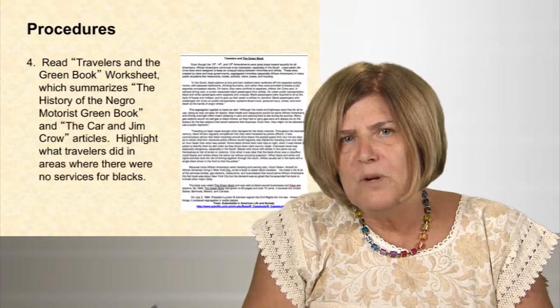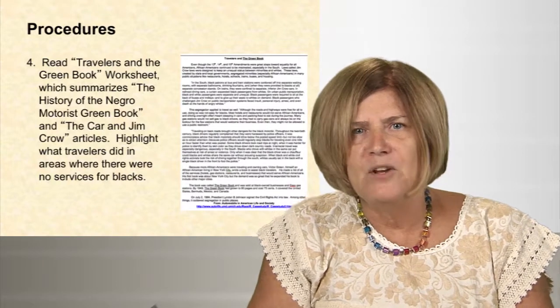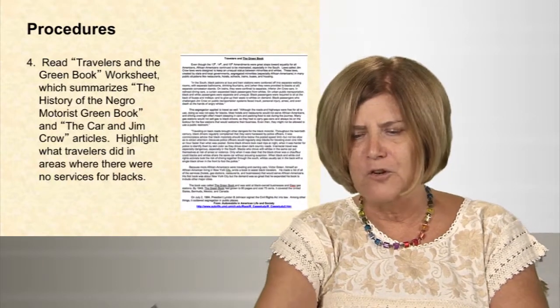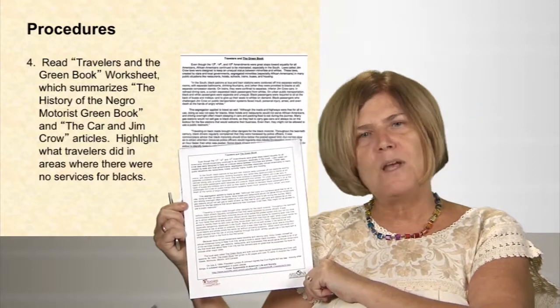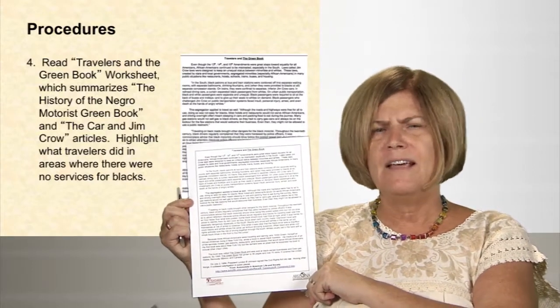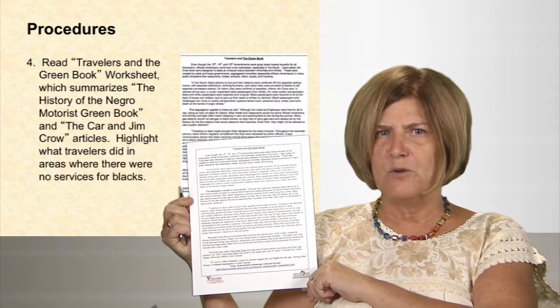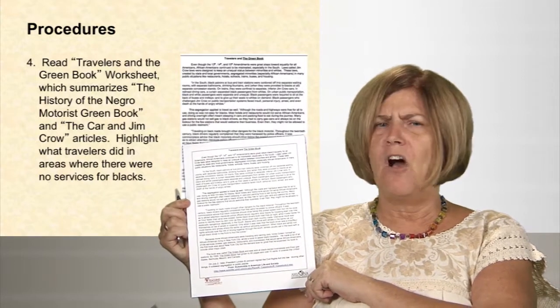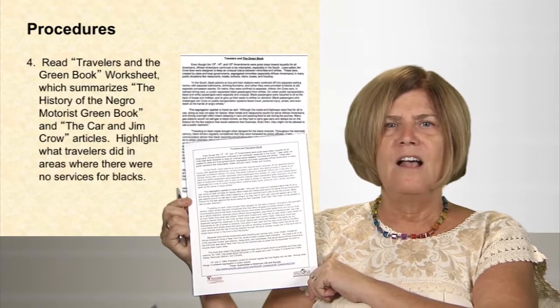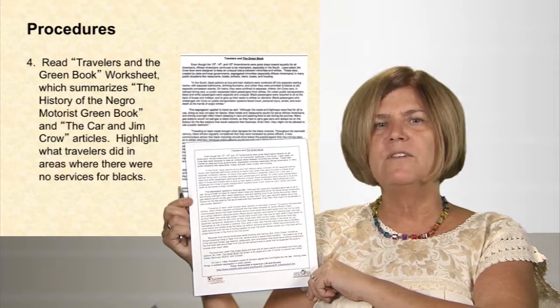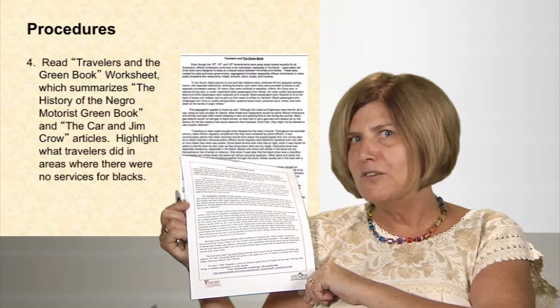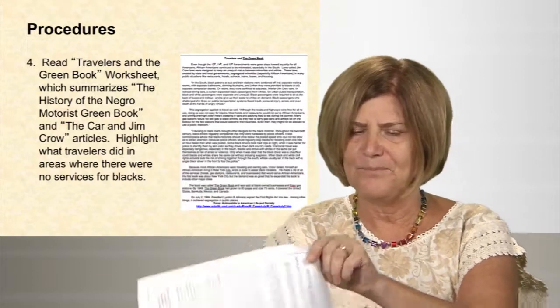Then you're going to read the Travelers and the Green Book worksheet that I showed earlier. And this combines the two websites that had articles, the History of the Negro Motorist Green Book and the Car and Jim Crow articles. I would definitely have the students highlight what travelers did in areas where there were no services for blacks.